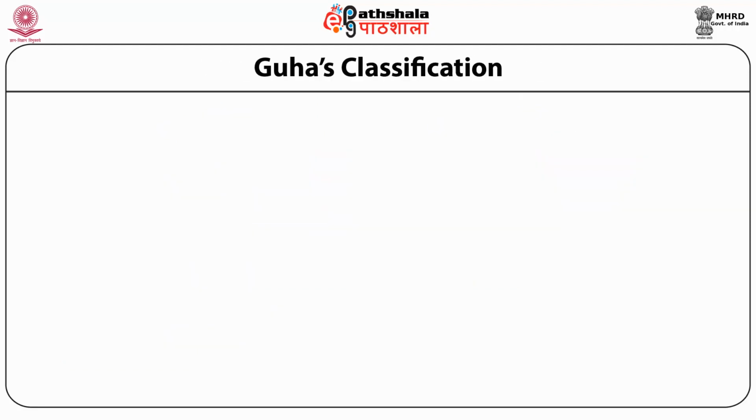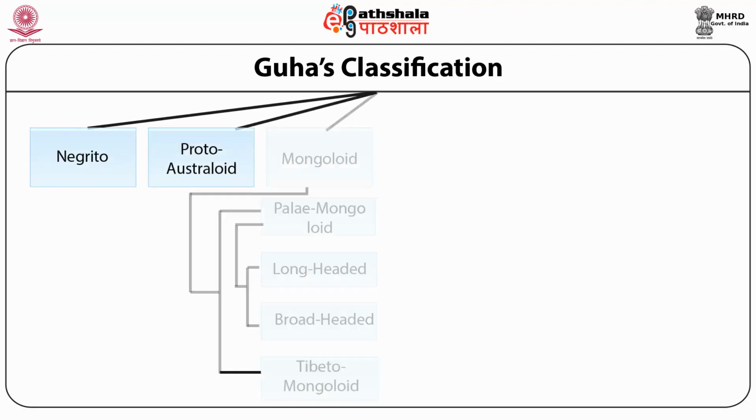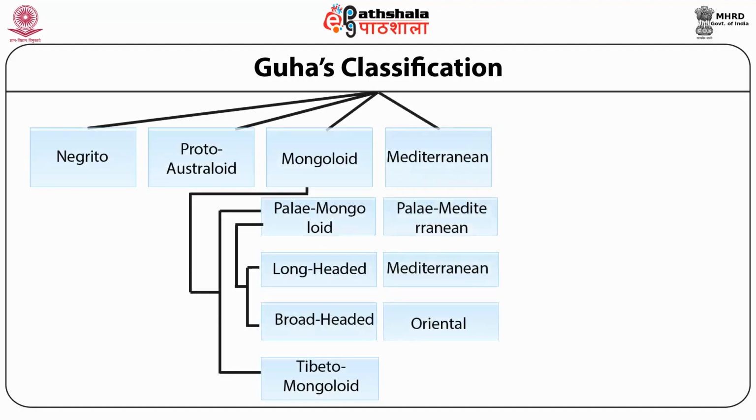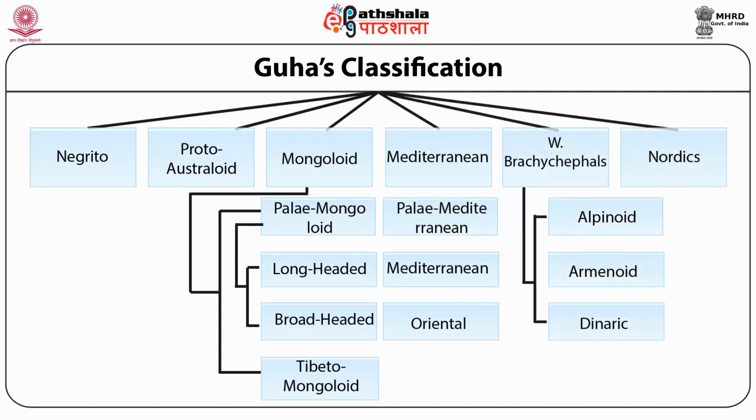Guha's classification. As earlier mentioned, he classified the Indian population into Negrito, Proto-Australoid, Mongoloid, Mediterranean, Brachycephals, and Nordics. The Negrito element of Guha's classification also faces criticism from almost all anthropologists. Furthermore, Guha tried to prove that all racial elements in India are of foreign origin.